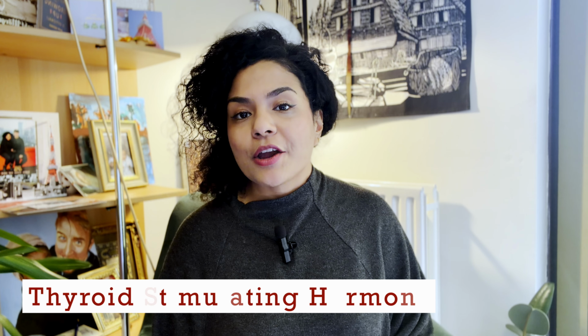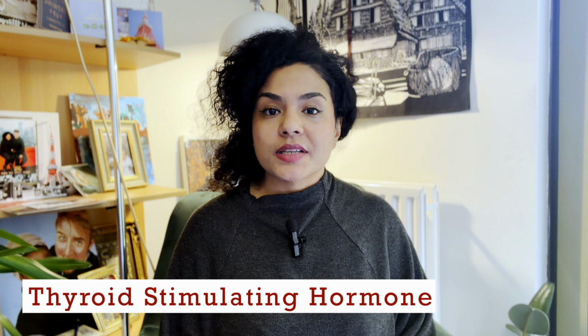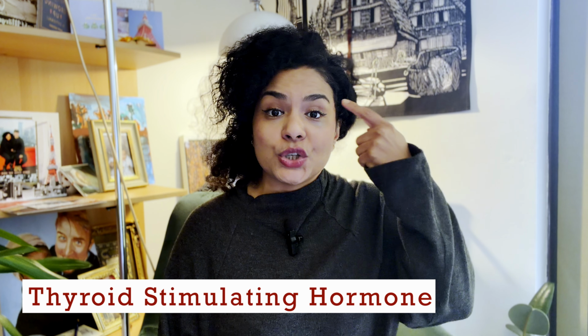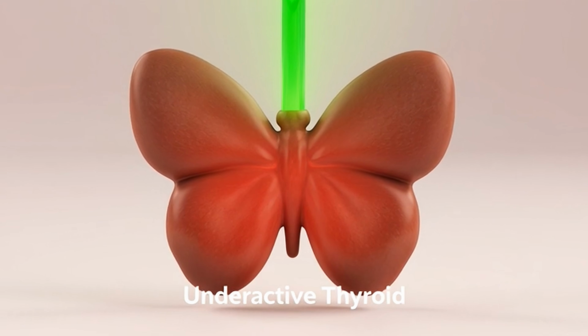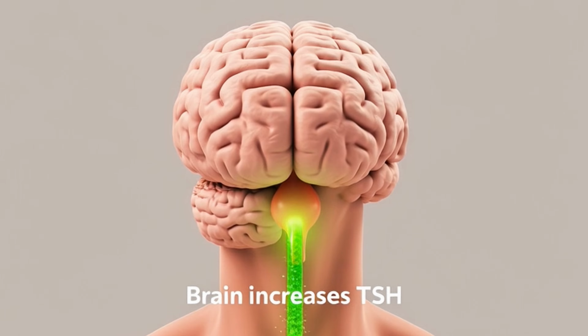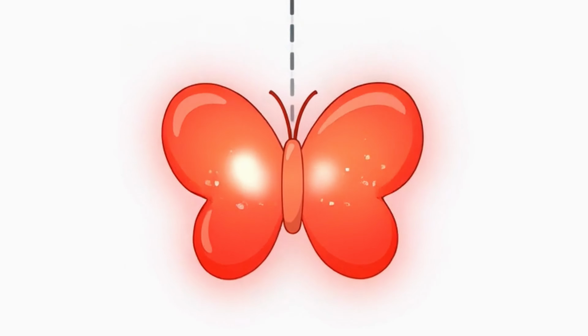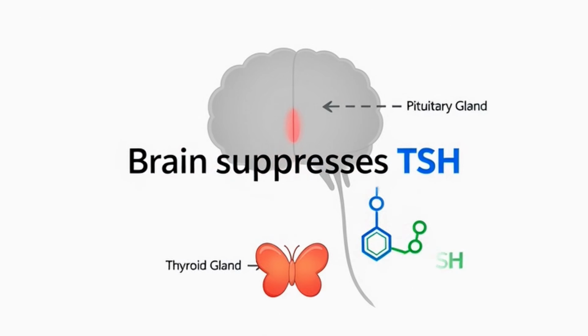TSH stands for thyroid stimulating hormone. It tells us what the brain is asking the thyroid to do. Think of it like a signal. So if your thyroid is underactive, then the brain will increase TSH. And if the thyroid is overactive, then the brain will reduce TSH.